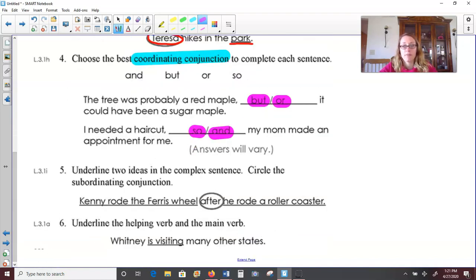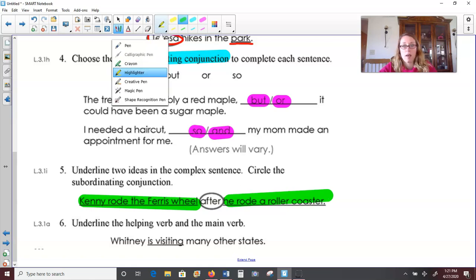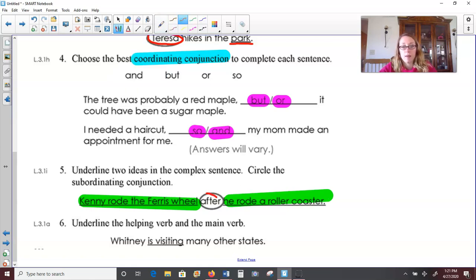Okay, on number 5, we need to underline the 2 ideas in the complex sentence, and then circle the conjunction that is joining them together. Kenny rode the Ferris wheel after he rode a roller coaster. Well, what did Kenny do? Kenny rode the Ferris wheel. What else? He rode a roller coaster, and the word that's joining them is after. So that would be our subordinating conjunction.